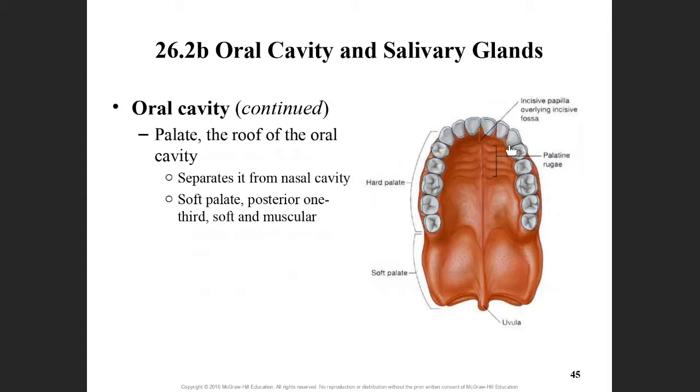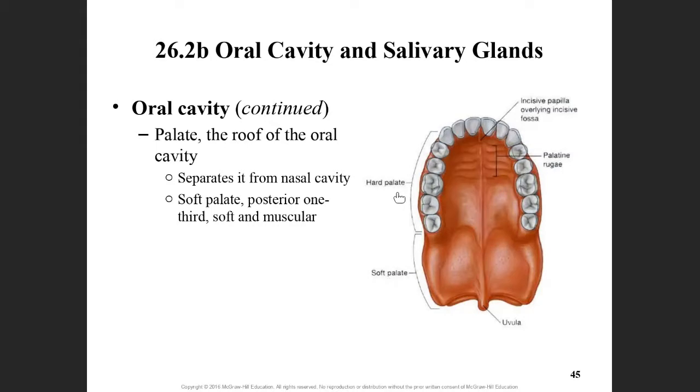The next part which we have in our oral cavity is the palate. This is the palate. The palate is the roof of the oral cavity or the floor of our nasal cavity. The palate separates the oral cavity from the nasal cavity, and we have two parts in the palate. The anterior part of the palate is composed of bones. We call it the hard palate, and the posterior part is muscular, and we call it the soft palate.